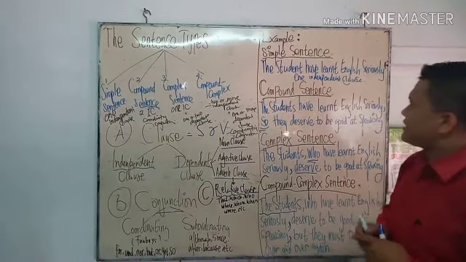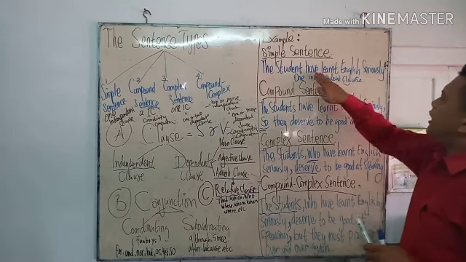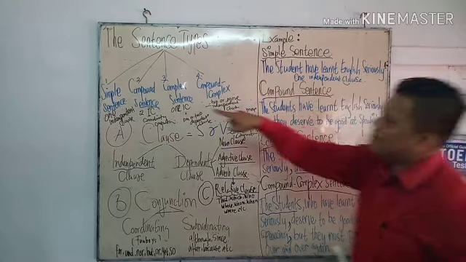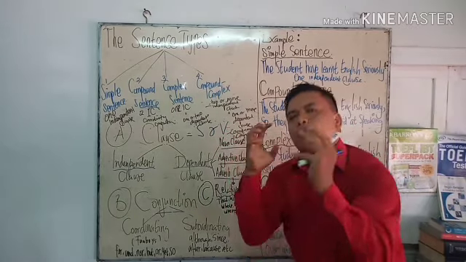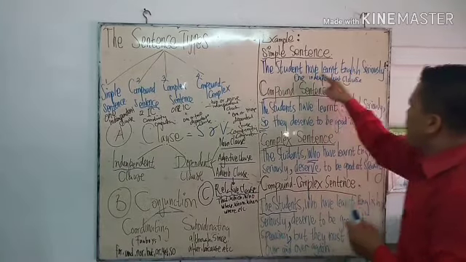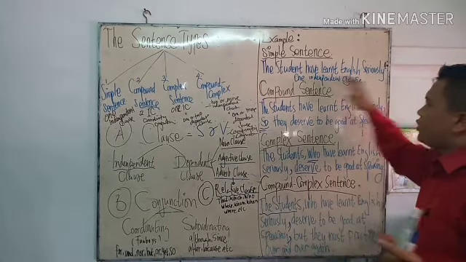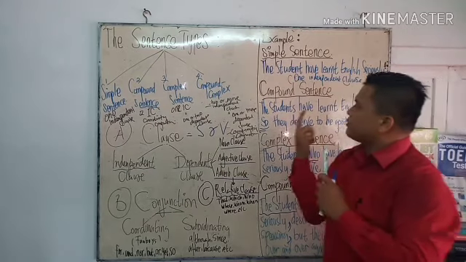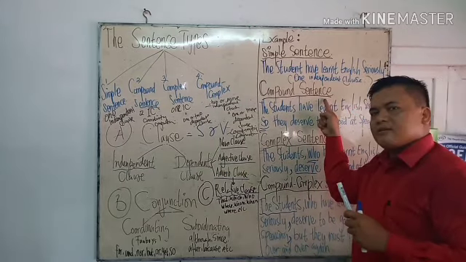Simple sentence. Look at this. The student has learned English seriously. As I told you just now, a simple sentence has one independent clause. Look at this. The student has learned English seriously. One independent clause.